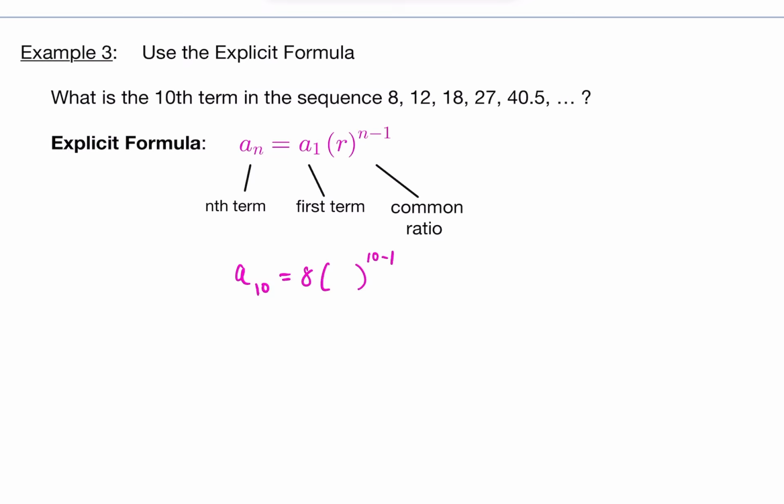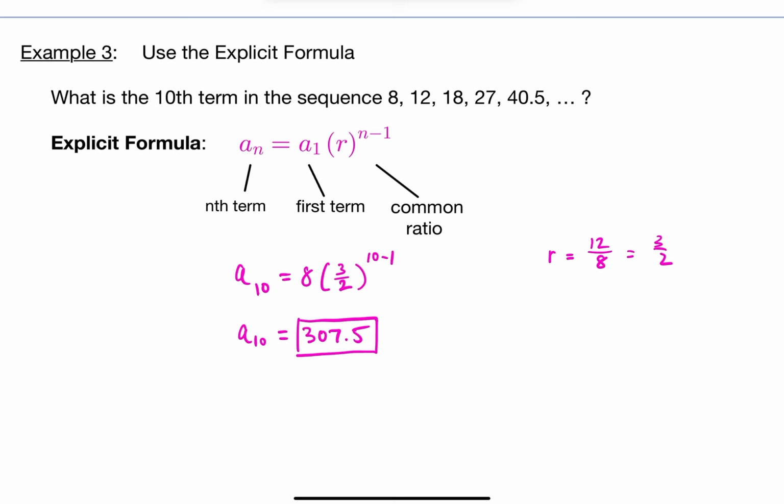The ratio is going to be equal to the second term divided by the first term, and that works out to 3 over 2. Okay, so then we know that our ratio is 3 over 2, and then we go ahead and punch these numbers into the calculator. We would find that the 10th term is equal to 307.5. Okay? So that's a quicker way to find a particular term in a geometric sequence.